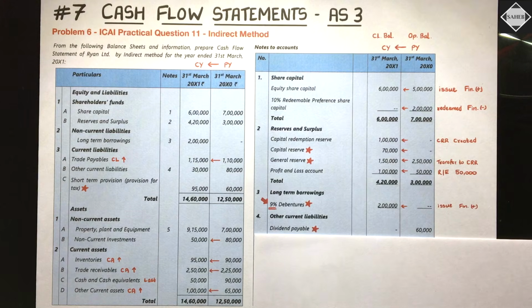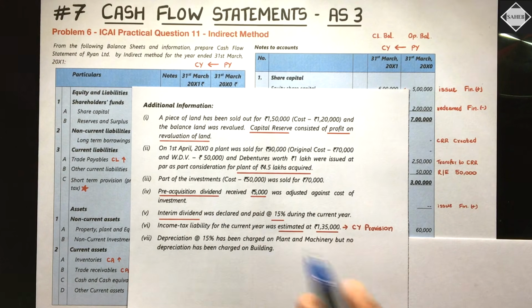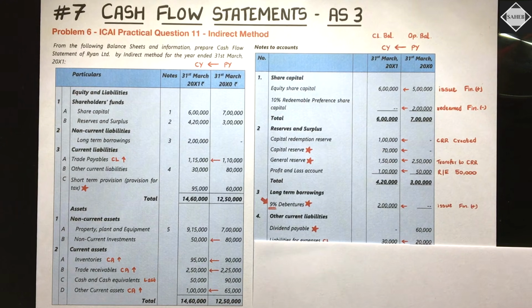Are they saying anything about the dividend in the adjustment? See here, interim dividend was declared and paid. So we have to open the ledger account. Is it clear? Okay, fine, understood. We'll open the ledger account and we'll see what's happening. Yeah. Next, what do we have?